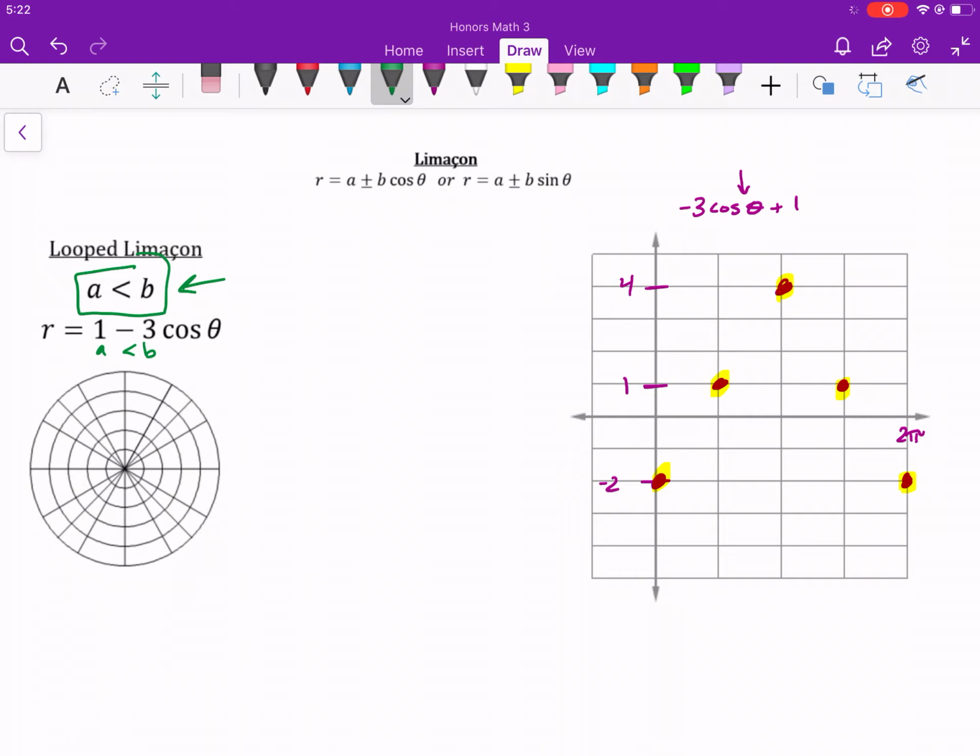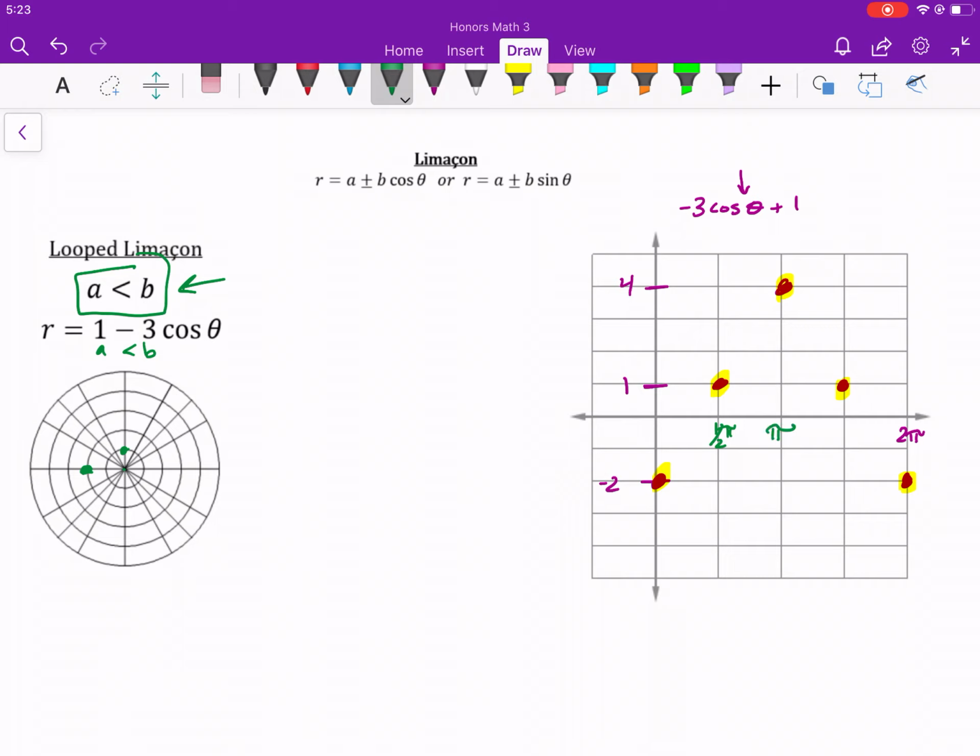So at 0, we've got -2. So we're going to go 0, but we're going to go left 2. And then we're at pi halves. I'm just going to write a half pi. So remember, pi halves is at 1. So I'll go up 1 along pi halves. At pi, we've got 4.